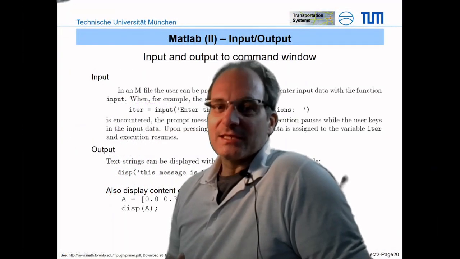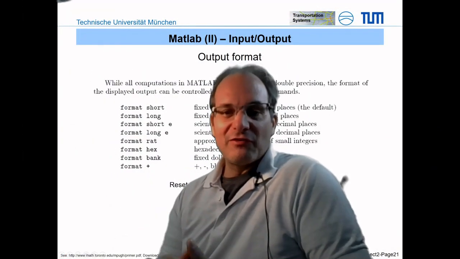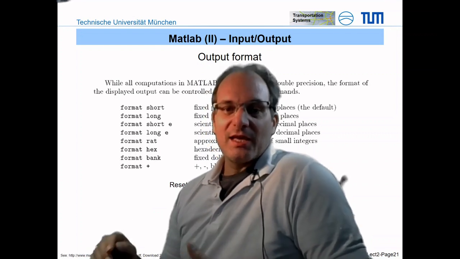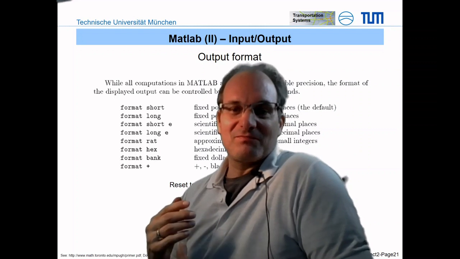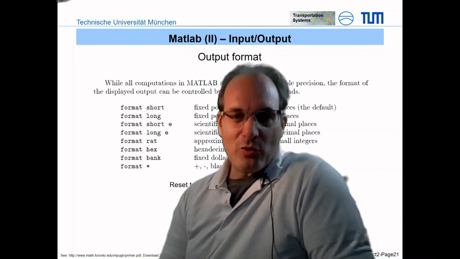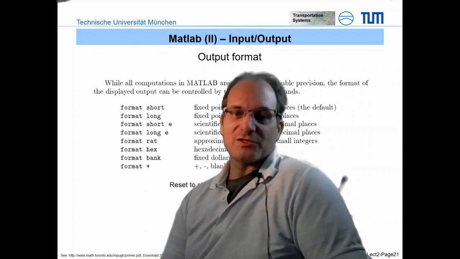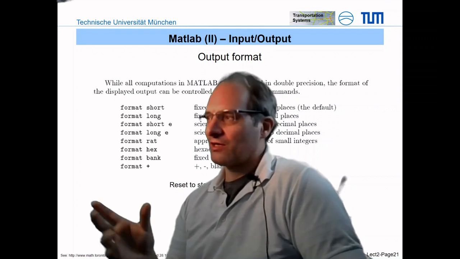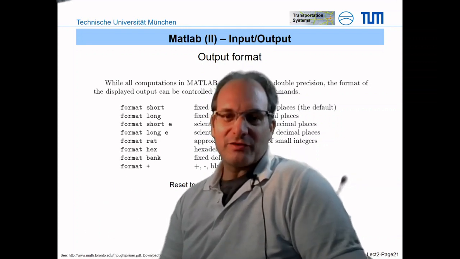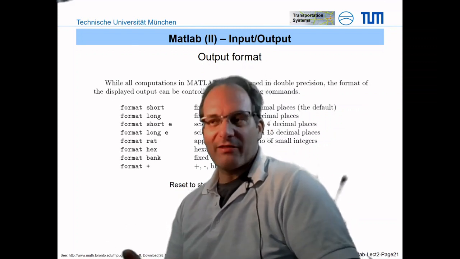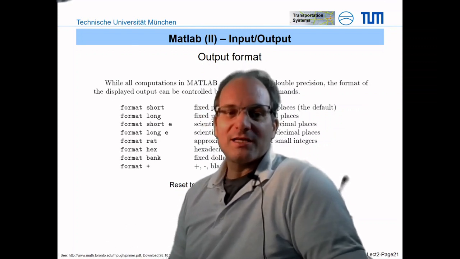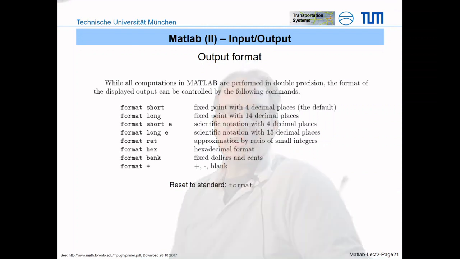So this is how you can inform your user. If you have output of numbers, you can also tell the Matlab program which format should be used. So you can have the standard format with 4 places after the floating point dot, or you can have different other formats. So here are some format outputs which you can define.